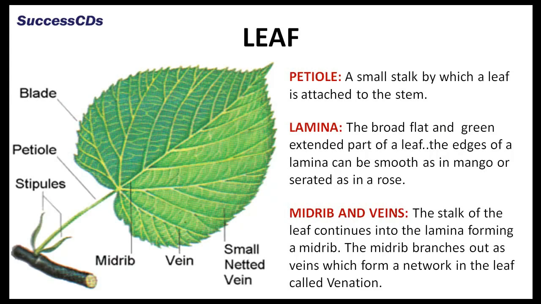A leaf consists of two main parts, the petiole and the leaf blade. The petiole is a small stalk by which a leaf is attached to the stem. The broad, flat and green extended part of a leaf is called the lamina. The edges of a lamina can be smooth, as in mango, or serrated, as in a rose. The stalk of the leaf continues into the lamina, forming a midrib. The midrib branches out as veins which form a network in the leaf called venation.